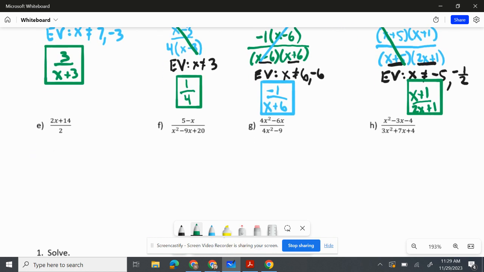Now, looking at letter E, this one's a little bit different. We see that they have a 2 in common, so we factor out the 2, and we get an x plus 7. For excluded values, the reason that this is different is because there's no variable in the denominator. So that means that there is no excluded value. We can still simplify it. The 2's cancel, and we are left with x plus 7.